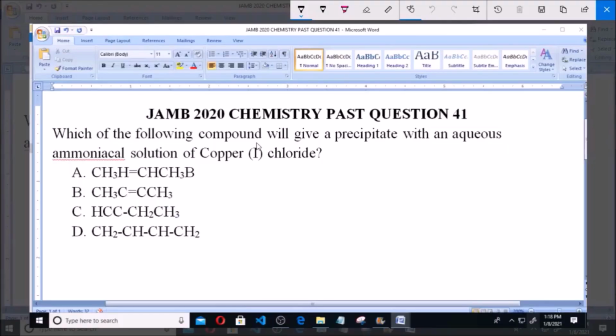I'll be answering JAMB 2020 Chemistry Past Question 41. Which of the following compounds will give a precipitate with an aqueous ammoniacal solution of copper(I) chloride? Now A, we have this compound given to us, CH3CHBr... CH3 with bromine. This is supposed to be bromine, sorry. Then B, we have CH3C=CCH3. Then C, we have HC≡C-CH2-CH3, and D, we have CH2CHCH2.